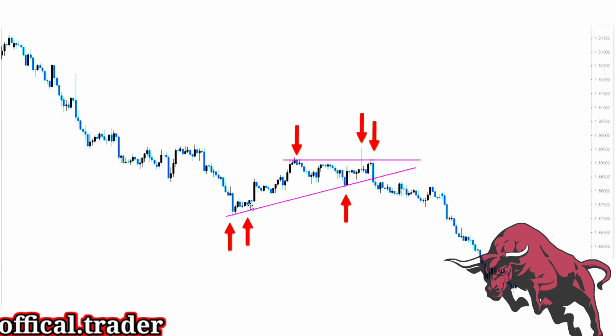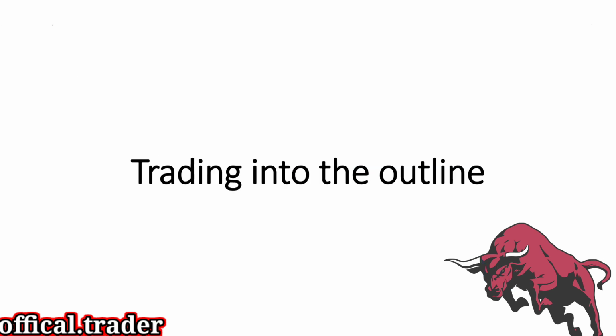Here as well, now we have a pattern, again a continuation pattern, because it happens and exists within a downtrend. The pattern here is defined to the top by a horizontal resistance, and to the downside you have a diagonal trend line. So again, pattern outlines can come in different shapes and forms.